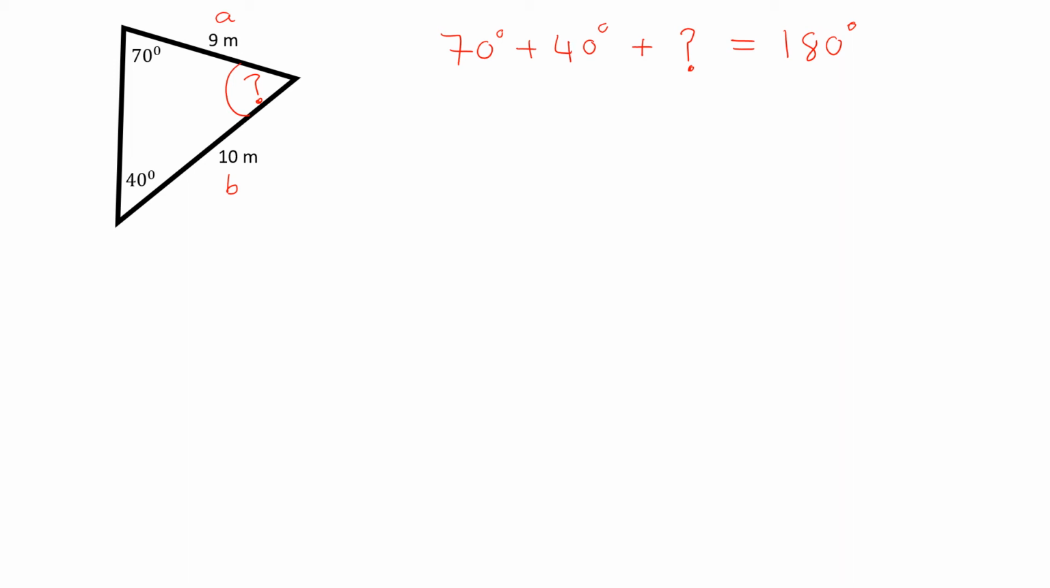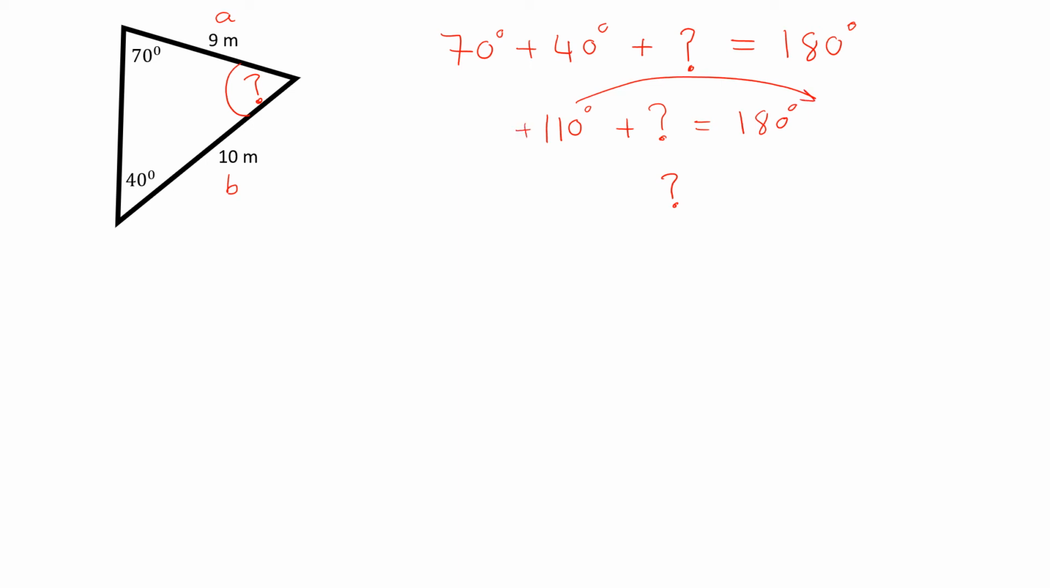So let's do this math here quickly. 70 plus 40, that should give me 110. So 110 degrees plus the question mark is equal to 180 degrees. And to make the question mark the subject of the formula, all we have to do is transpose the 110 to the other side. Remember, it is positive here.